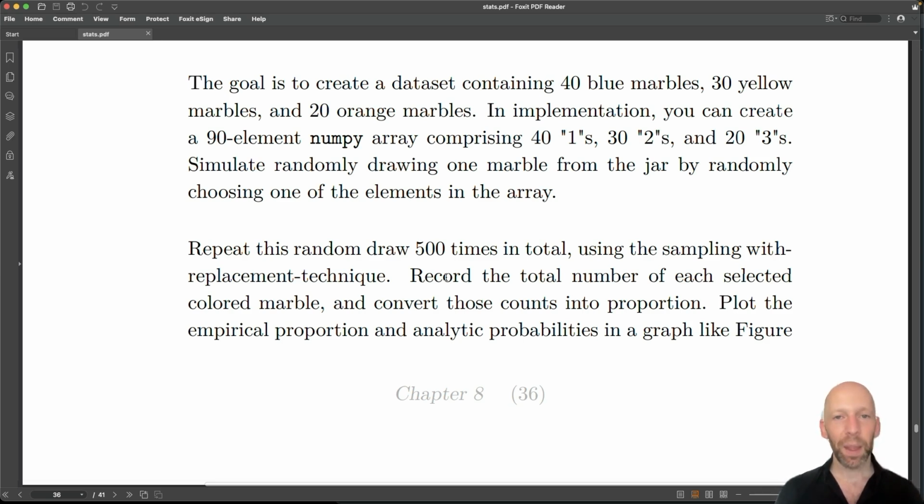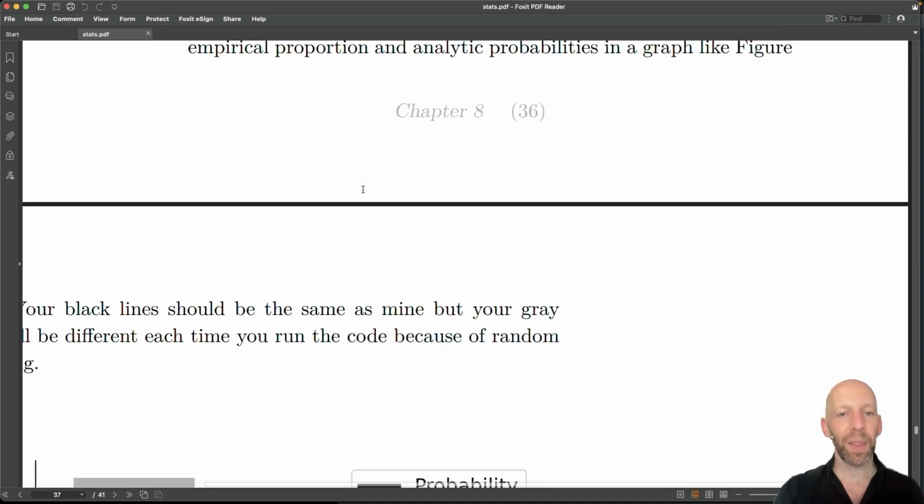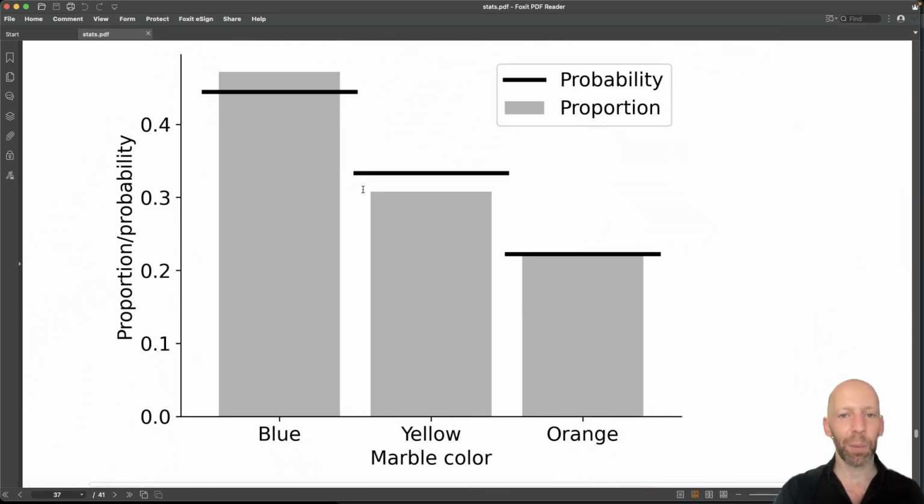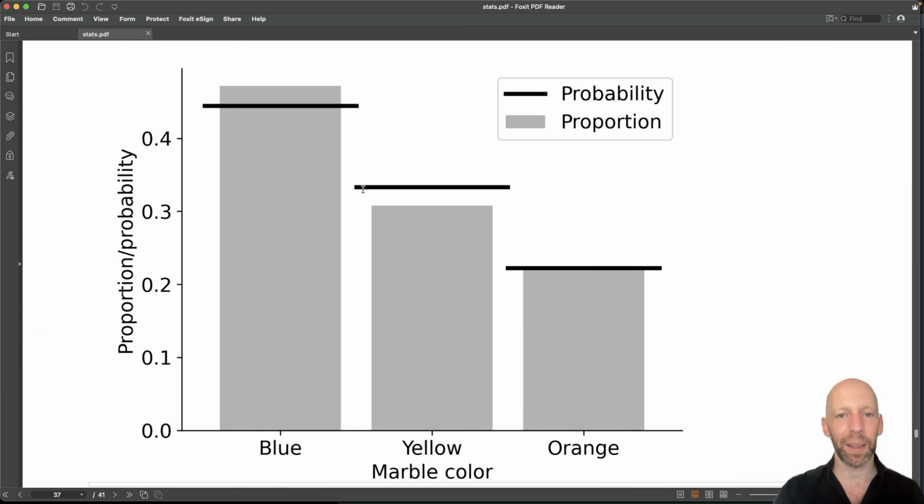Now we know, or you can compute, the analytic probability of selecting blue, yellow, and orange based on the numbers. Here, I'm providing these numbers. So the question is, how do the empirical probabilities of drawing these marbles of different colors from 500 random draws compare to the analytic probability function? And that you can graph using a bar plot with lines that look something like this.